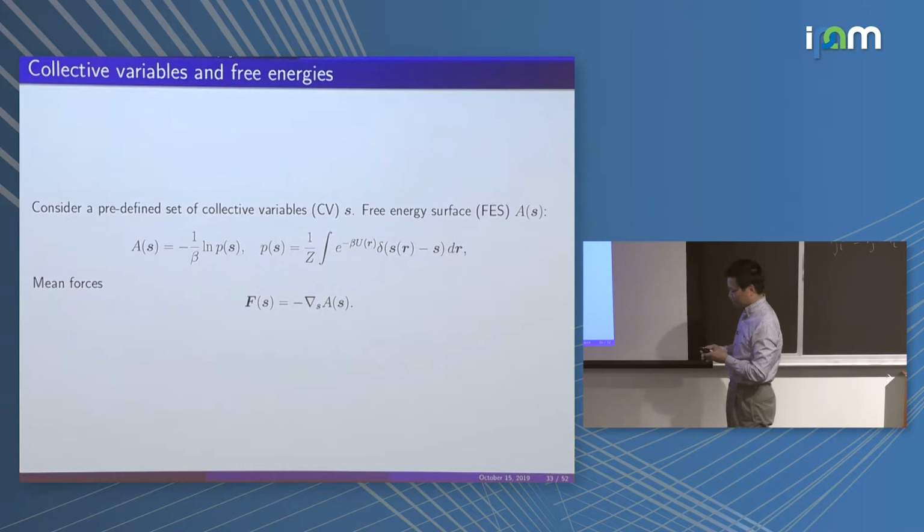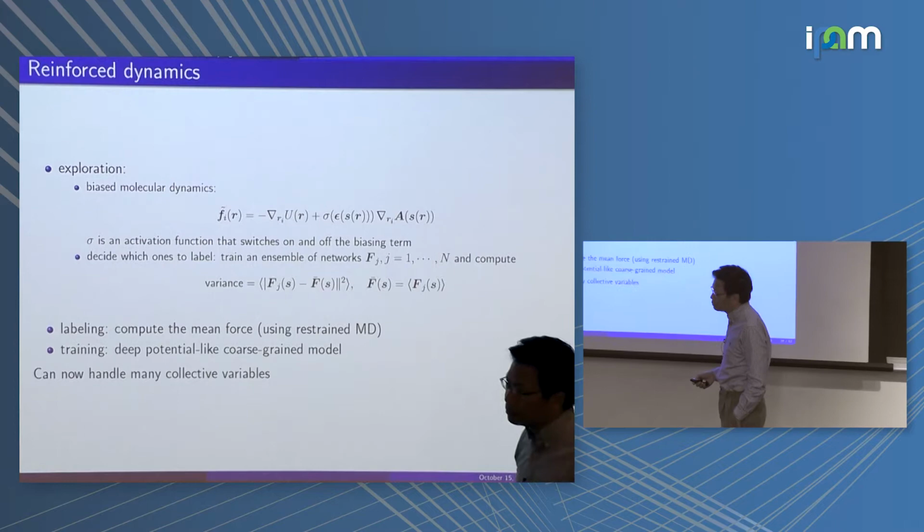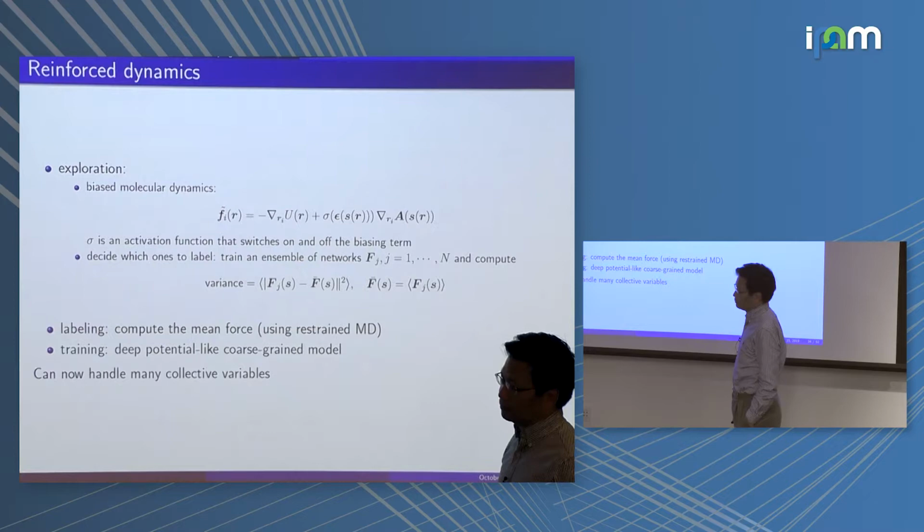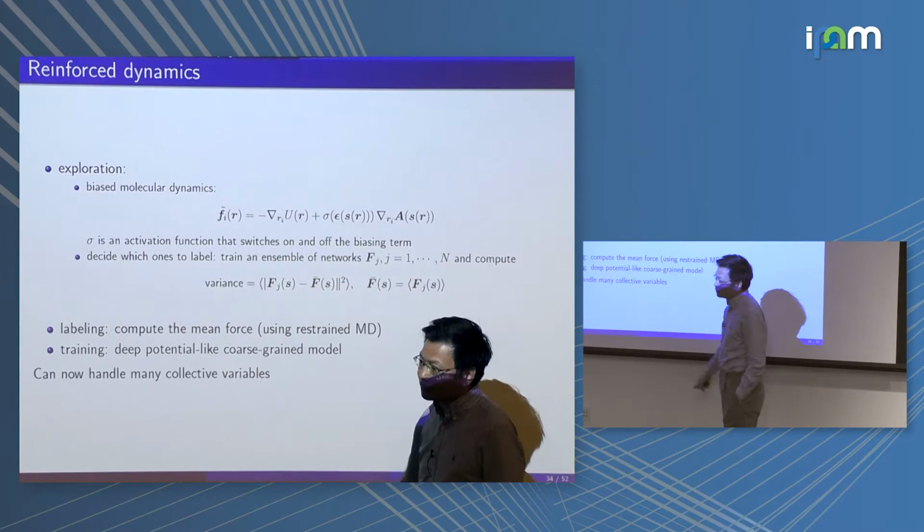Yes? So you said that sigma is switched on and off depending on the accuracy of A. But is it the accuracy of A or the accuracy of the gradient of A? Because they can be very different. Gradient. Yes.